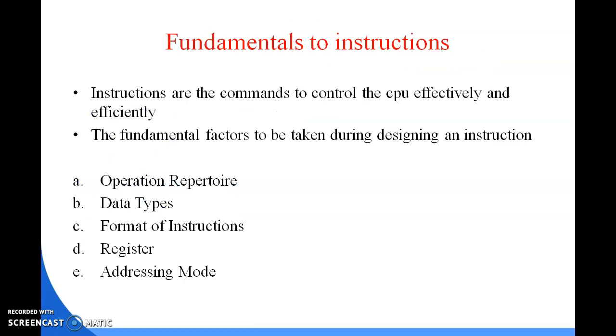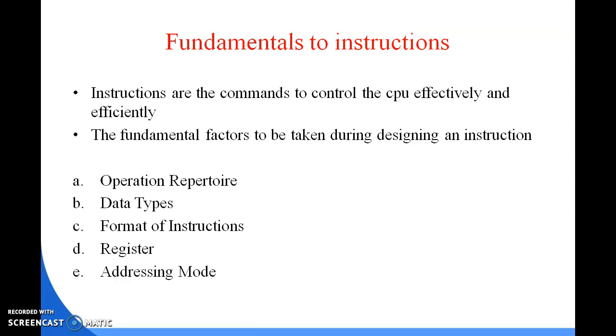So first we move to the fundamentals of instruction. Instructions are the commands to control the CPU effectively and efficiently. We have already known what an instruction is. An instruction is the command which is used to control the performance of the CPU effectively and efficiently. The fundamental factors to be taken into account while designing an instruction are operation repertory, data types, format of instruction, register, and addressing mode.